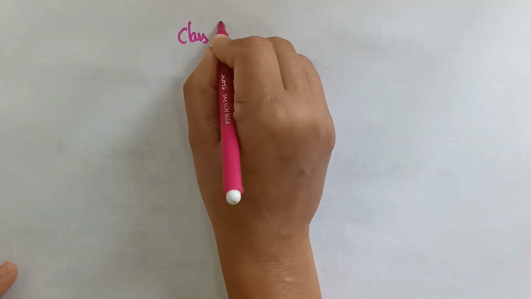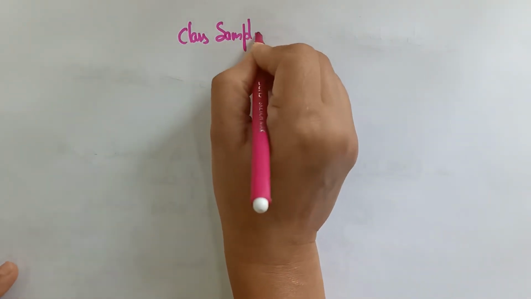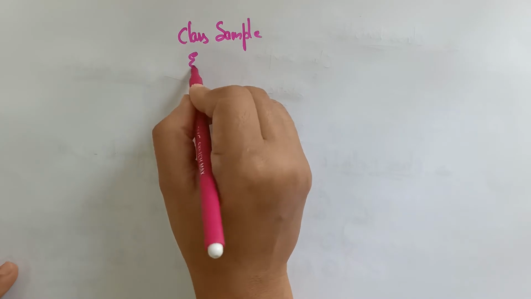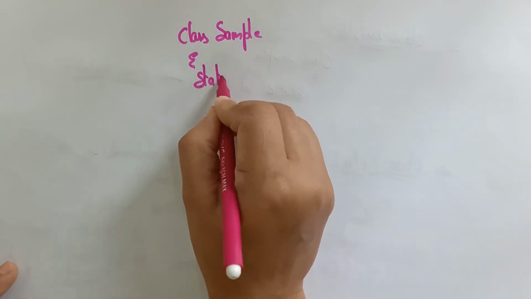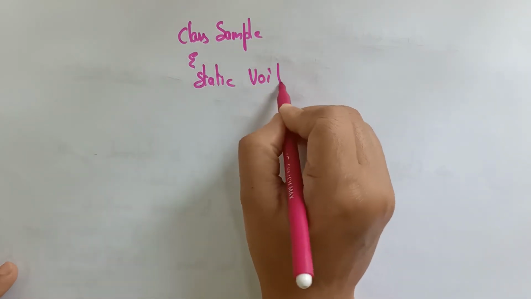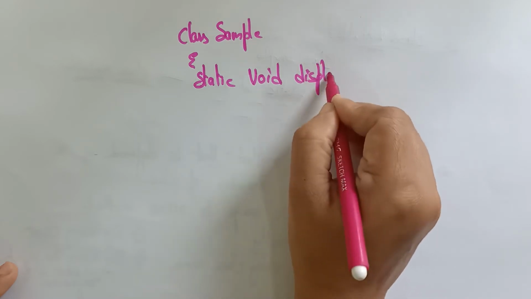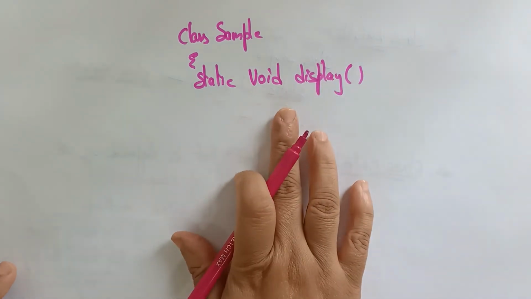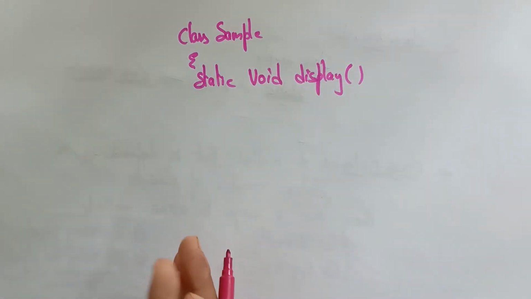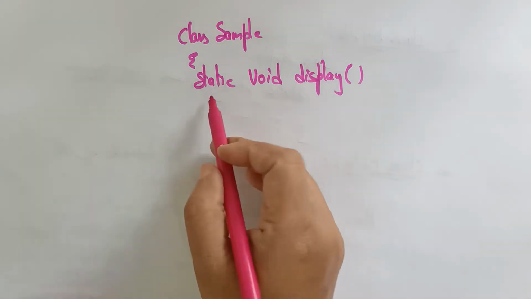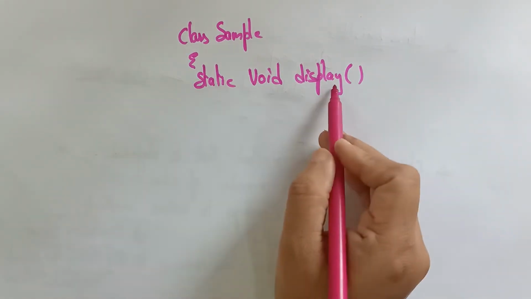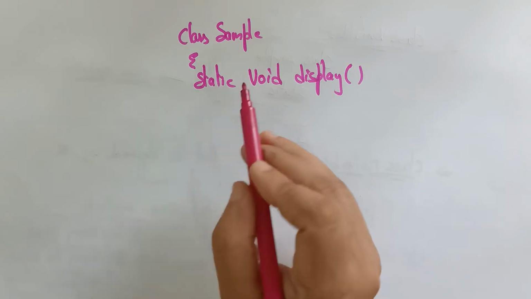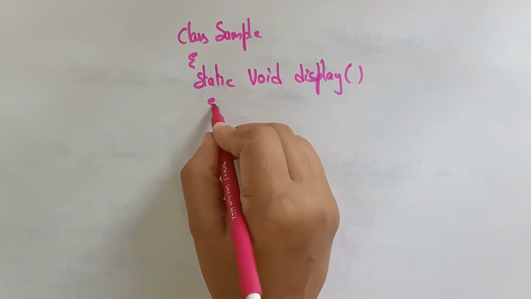So class Sample is my class name. C is a small letter here. Static void display. This is my class method. By seeing it itself, I can tell it is a class method. How can you tell it is a class method? Because static is there. A method that is declared with static, you call it as a class method.